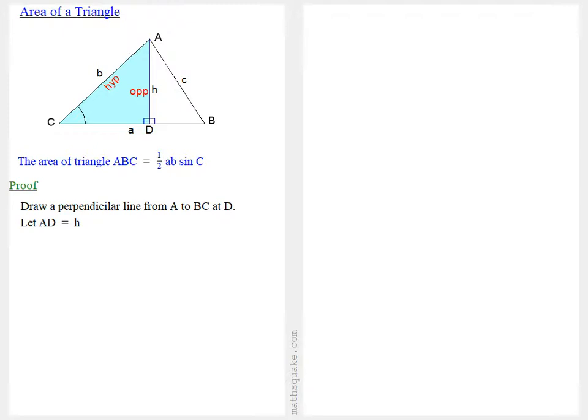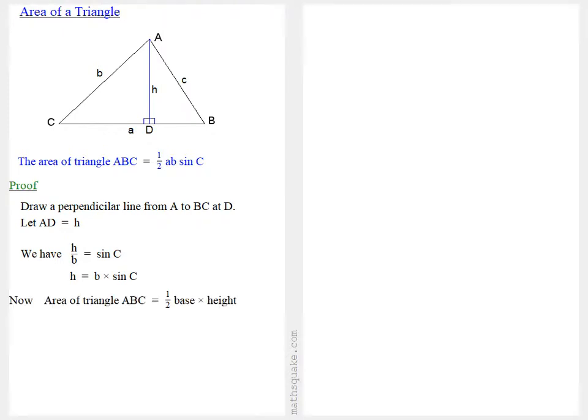Now we know the sine of an angle is the opposite over the hypotenuse. So h over b is equal to the sine of C. If we multiply both sides by b, we get h equals b times sine C.